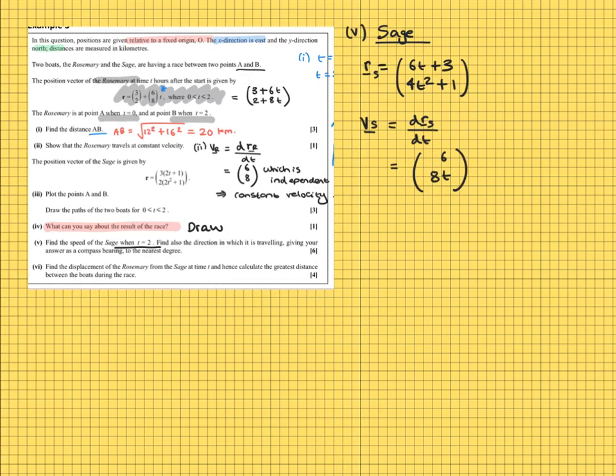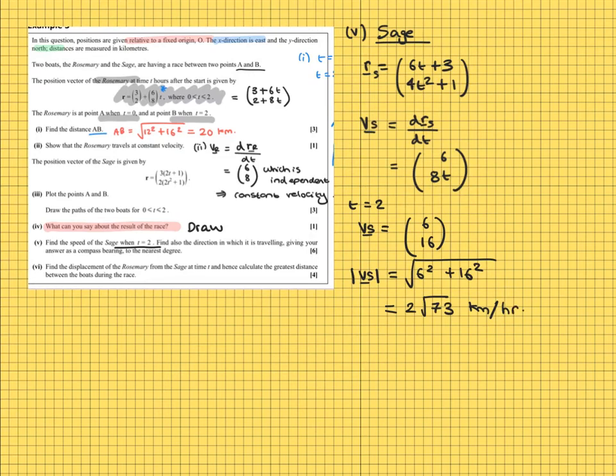So find the speed when t equals 2. If t equals 2, the velocity vector of the Sage is equal to (6, 16). And for the speed, we then apply Pythagoras' theorem. This comes to 2√73 kilometres per hour.